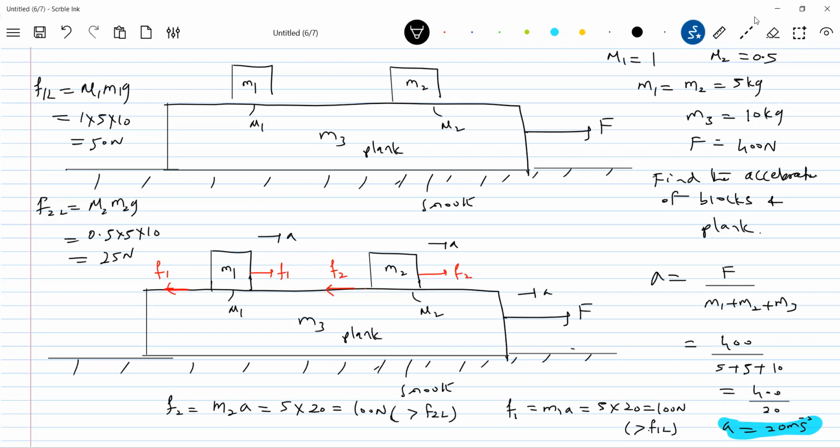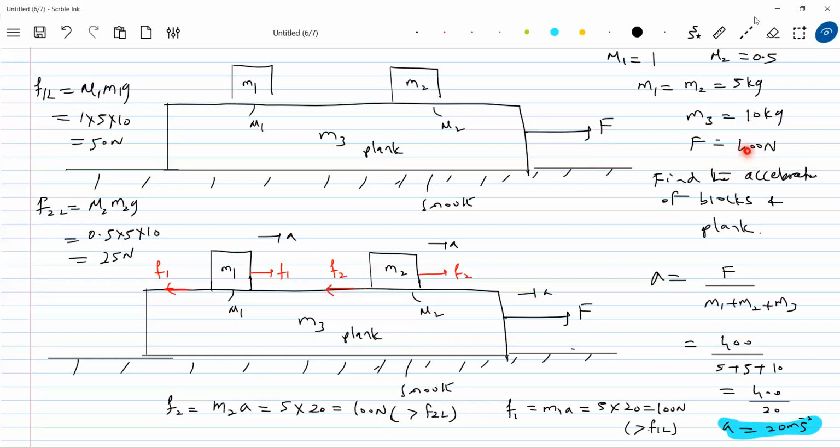So anything? Look at these values. Look at the friction values. What is the maximum permitted value of F1? The limiting friction is how much? Equal to 50 Newton, here 25 Newton. But how much is the friction force acting? 100 Newton each. So this shows that the blocks will slip on the plank. Fine, because I assumed the applied force is such.